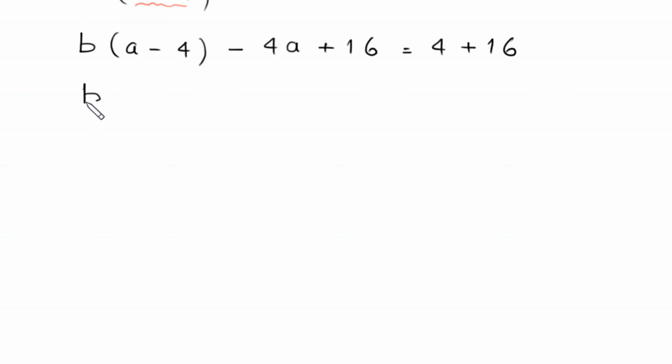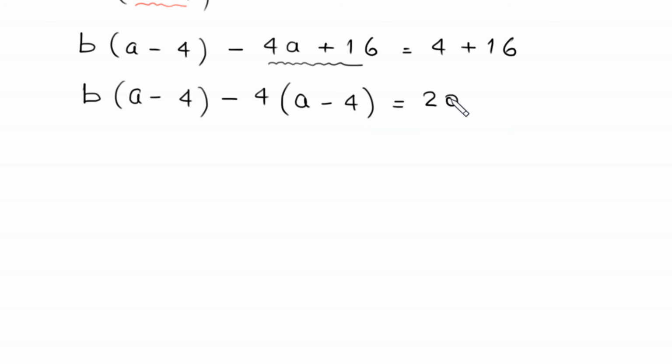Next, b times (a - 4). From these two terms -4a + 16 we can factor out -4, in bracket left a - 4, is equal to 4 + 16 will become 20. Now as you can see this expression a - 4 is a common factor, so we factor out this a - 4, and in bracket left b - 4 is equal to 20. So (a - 4)(b - 4) = 20.